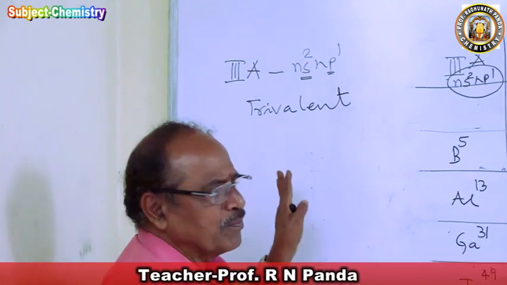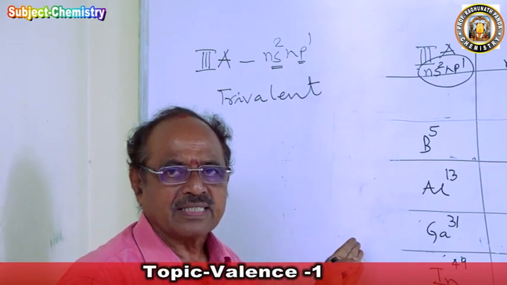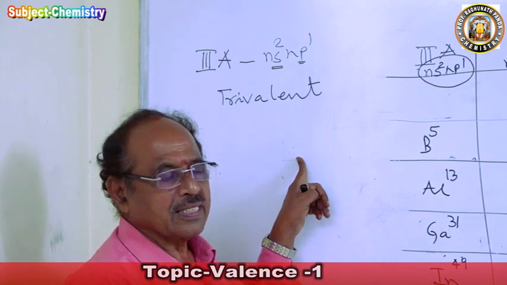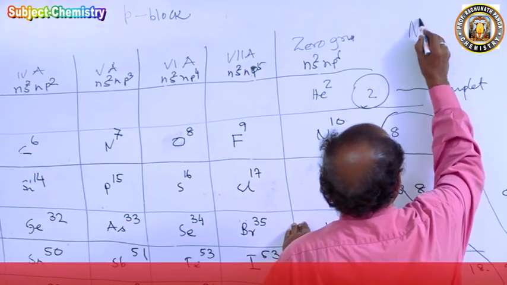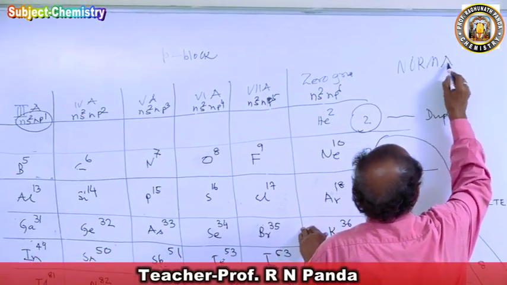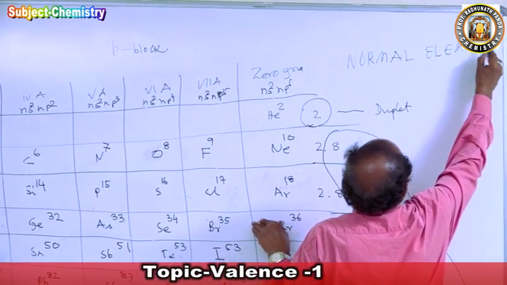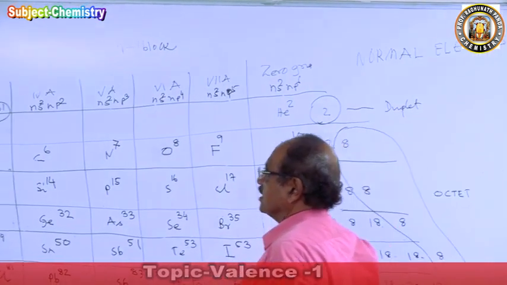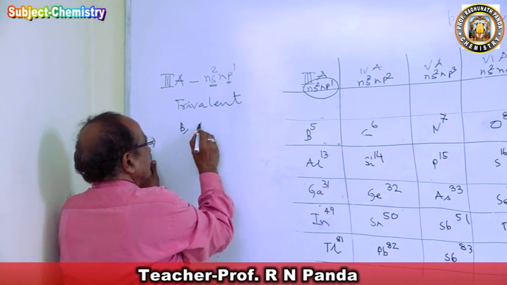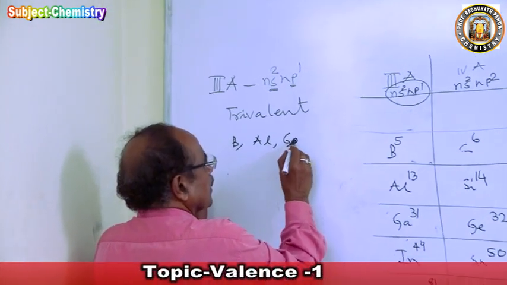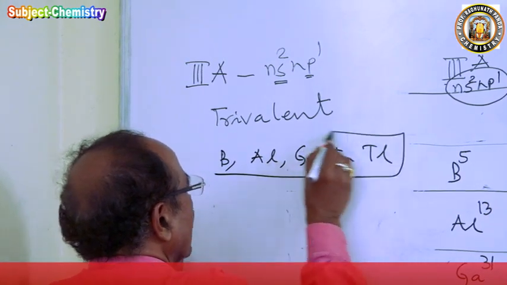Their valency will never be more than 3. They will never exhibit valency 1 or valency 2. They will only exhibit valency 3. All these elements are normal elements, so you can very easily configure the valency. So who are the trivalent elements? They are boron, aluminium, gallium, indium, and thallium. All these elements will have valency 3.